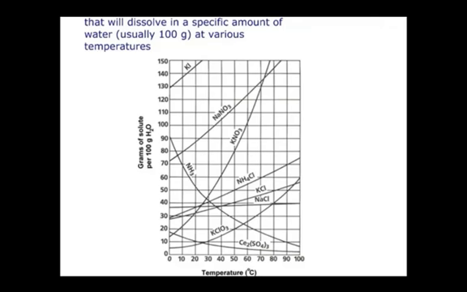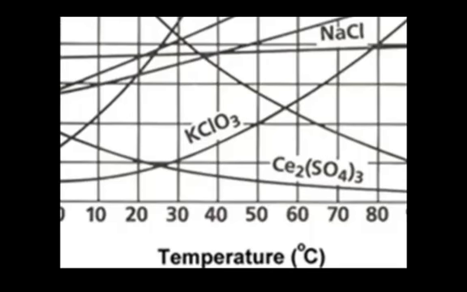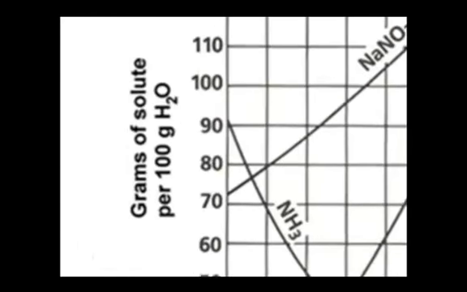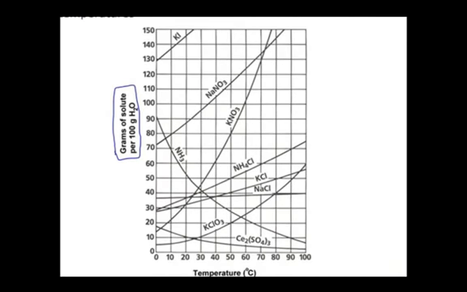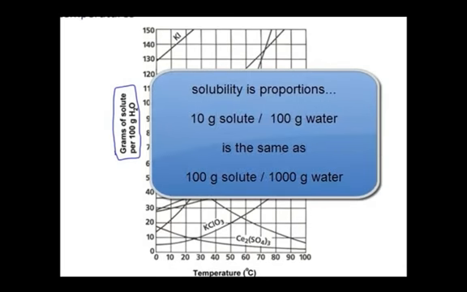Let's take notice of the x and y axis first. Notice that the x-axis is your temperature, your various temperatures. Your y-axis says grams of solute per 100 grams of water. That's pretty common, pretty traditional for what we see. If we wanted to know how many grams of solute would dissolve in 1,000 grams of water at a given temperature, we would simply use the same solubility curve and multiply whatever mass we read off of this graph times 10. If 100 grams of water dissolves 10 grams of a solute, then 1,000 grams of water, or a liter of water, would dissolve 10 times as much, or 100 grams of the solute.